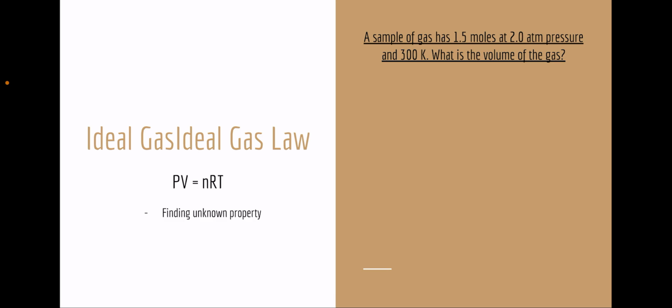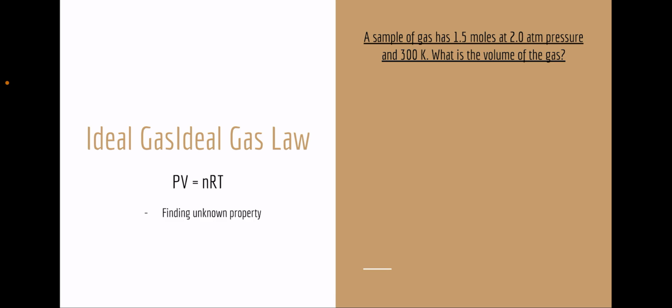How can this be used? Well, an example is on the right. It is used to find an unknown property when, let's say, all others are known. So a sample of gas has 1.5 moles at 2 atmospheric pressure and 300 kelvins. What is the volume of the gas? But wait, we are not given R. What is R? We will get to that in a second.